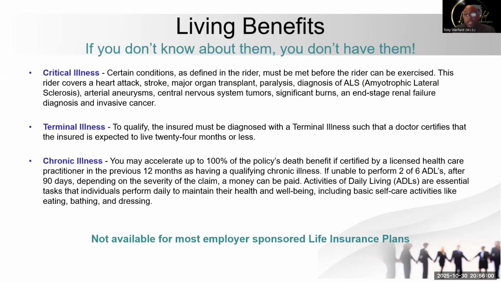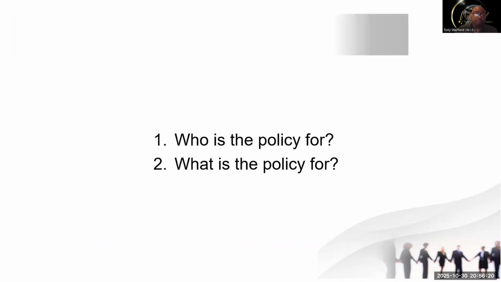It's for taking care of you if you cannot do 2 of your 6 activities of daily living: eating, bathing, dressing, etc. And this is important because if something happens to you and you cannot produce and you're the primary breadwinner, you're going to want that money available to make sure you continue to cover the cost of living. So again, this is not available for employer-sponsored plans.